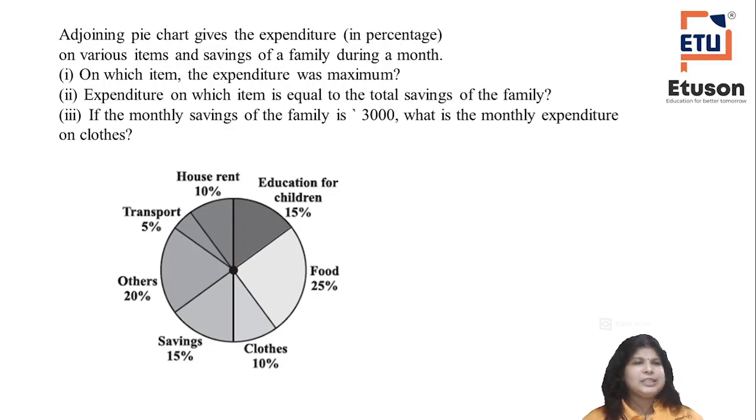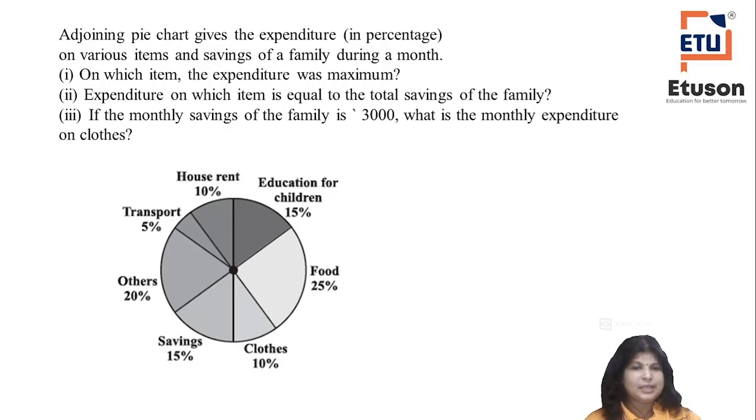Here in this pie chart, we can see it gives the expenditure on various items and savings of a family during a month. On which item was the expenditure maximum? The second question is, expenditure on which item is equal to the total savings of the family? If the monthly saving of the family is 3000, what is the monthly expenditure on clothes? So the pie chart is already given to you and you have to answer the questions by observing the given pie chart.